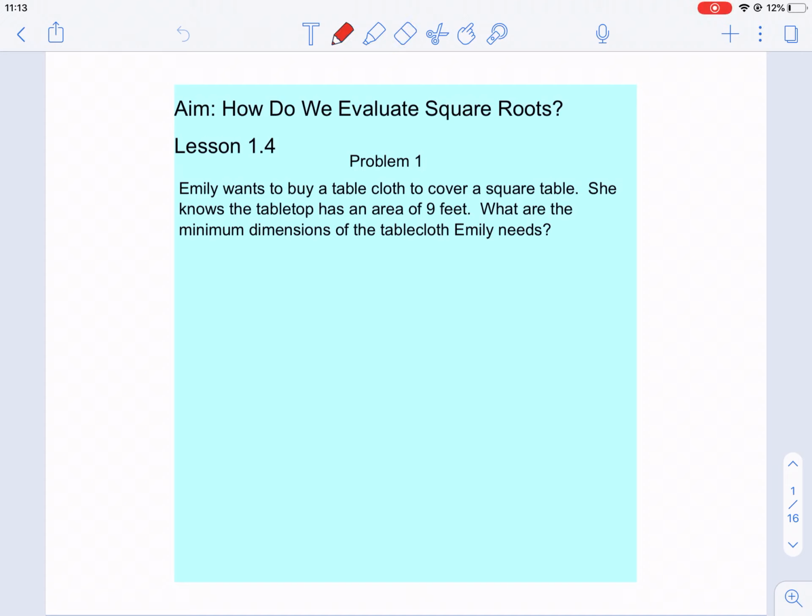Today's lesson is on how do we evaluate square roots. Emily wants to buy a tablecloth to cover a square table. She knows a tabletop has an area of 9 feet. What are the minimum dimensions of the tablecloth Emily needs? Take a second to copy down the question.